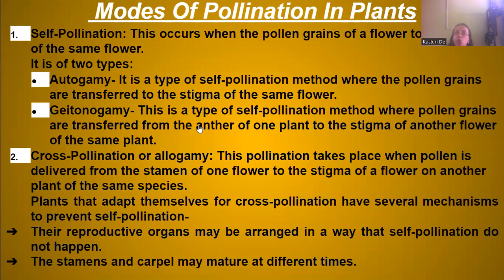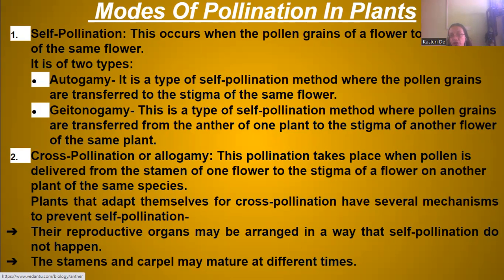What are the modes of pollination in plants? One is self-pollination, another is cross-pollination. Self-pollination can be of two types, autogamy or geitonogamy. And cross-pollination is known as allogamy. Clear?